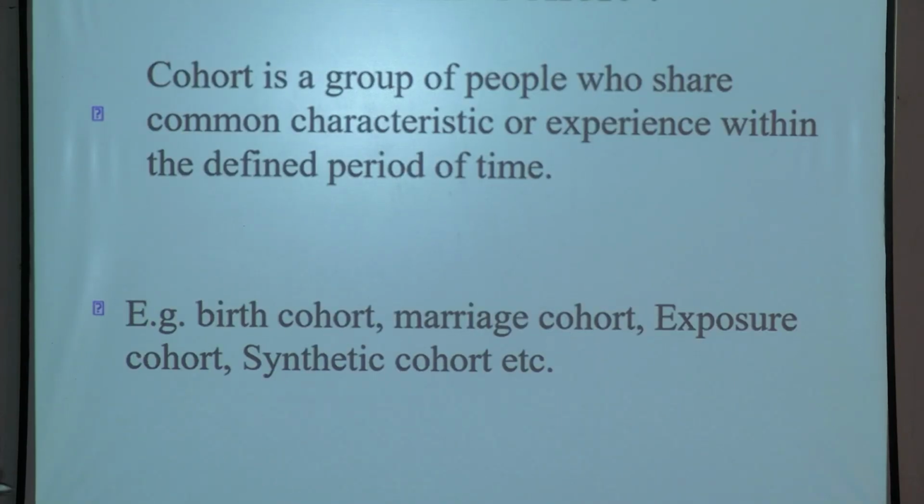So a cohort is a group of people who share the same experience within a different period of time. It can be birth cohort, marriage cohort, exposure cohort, synthetic cohort, etc. A group of people, your students, for example, those who were born in a particular year, those who are from the same village, same district, etc. So that is a group of people who share a common characteristic or experience within a definite period of time.